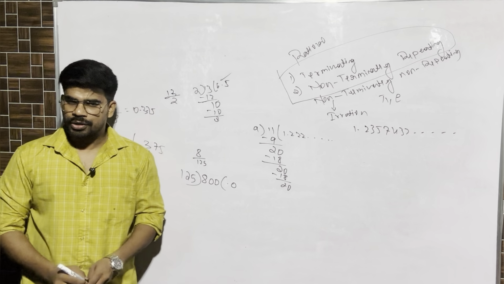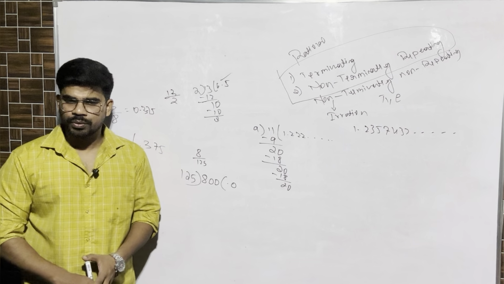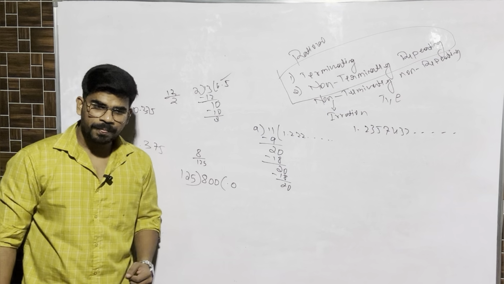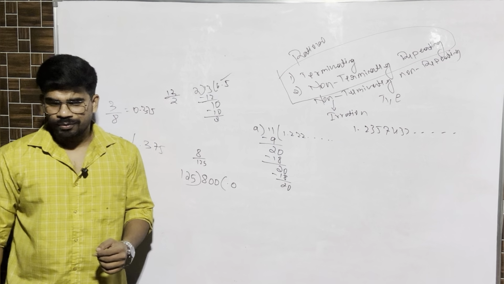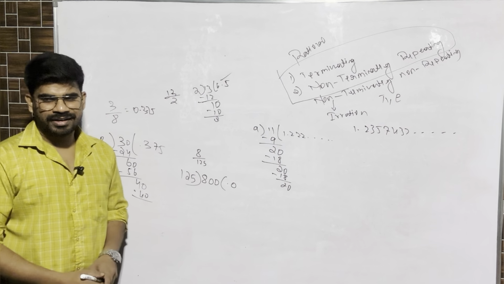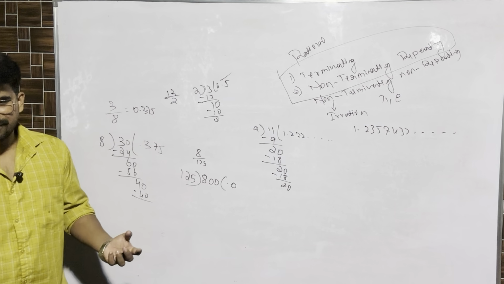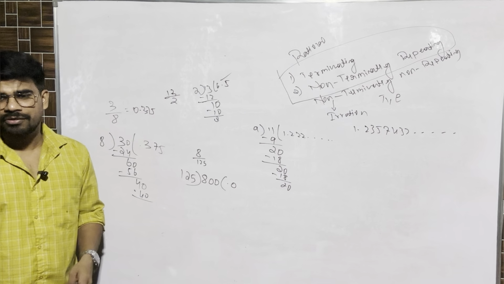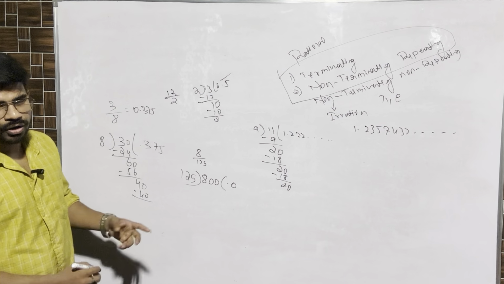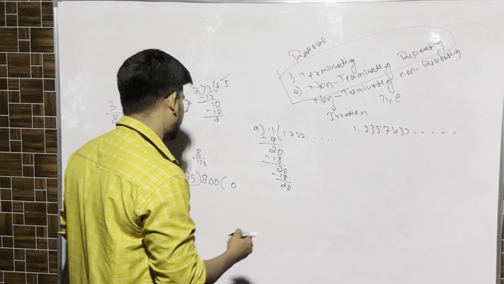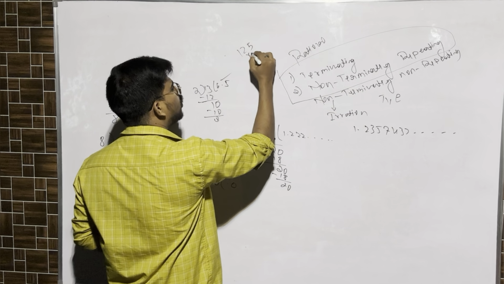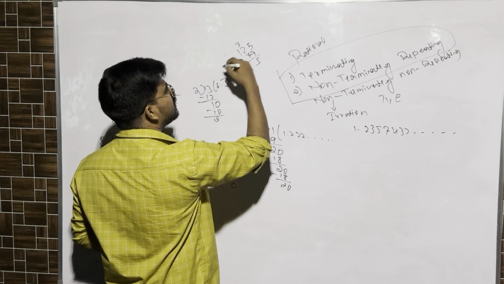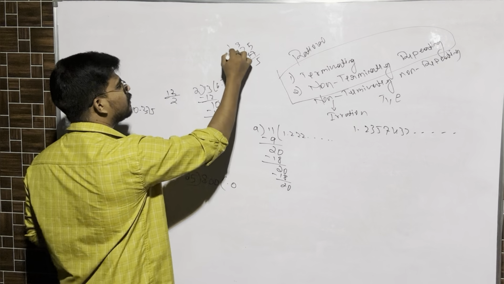125 1 is 125. 125 2s are 250. 125 4s are 500. 125 8s, take 500 and double it, it will become 1000. That's why we are not taking 8; we will check 7. 125 into 7. 7 5s are 35. 7 2s plus 3.